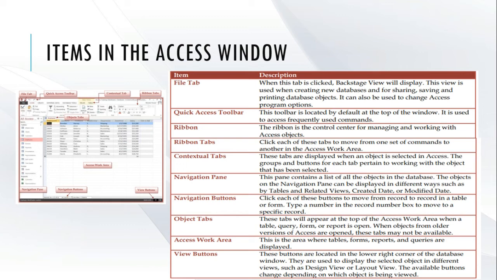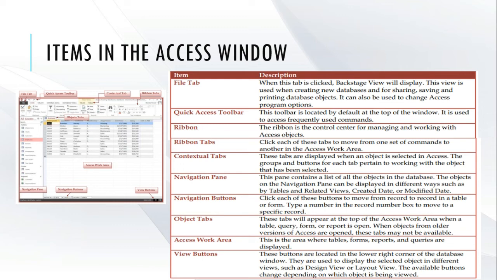The second option is the Quick Access toolbar. This toolbar is located by default at the top of the window, and it is used to access frequently used commands. You can see here, this is the Quick Access toolbar, and here we get the save, undo, redo options. Next is the ribbon. You can see here these are the ribbons, and the ribbon is a control center for managing and working with MS Access objects like tables, queries, forms, and reports.